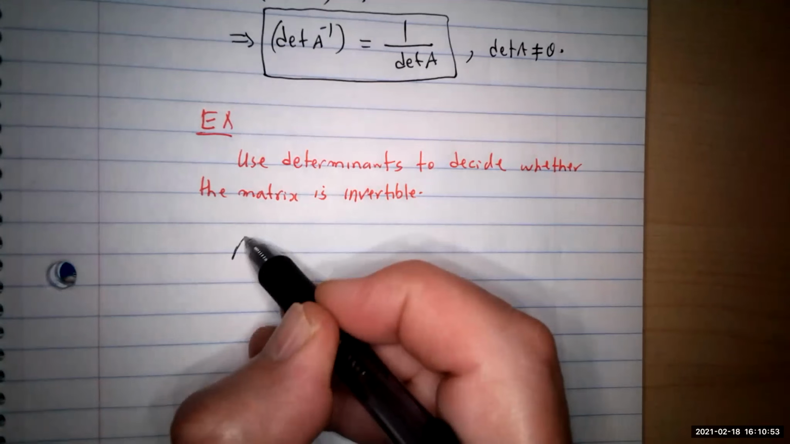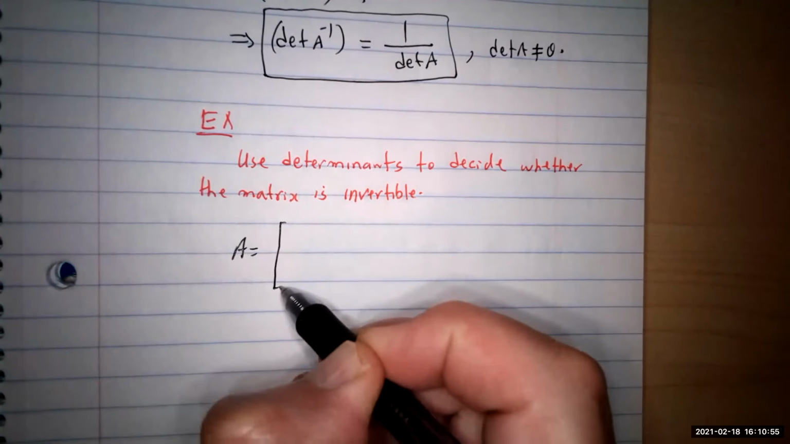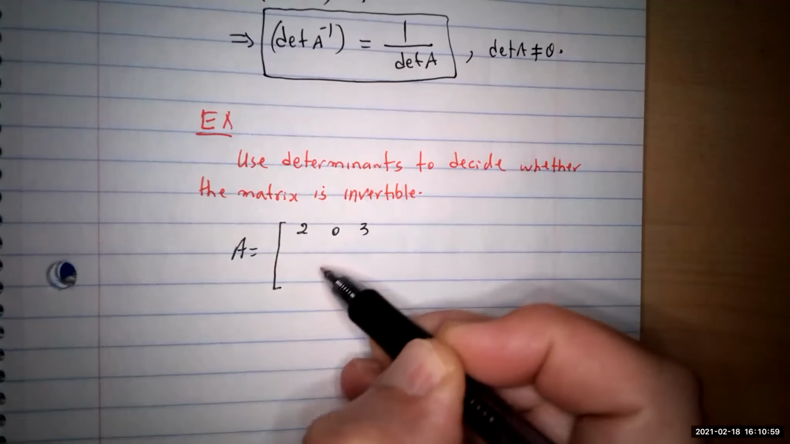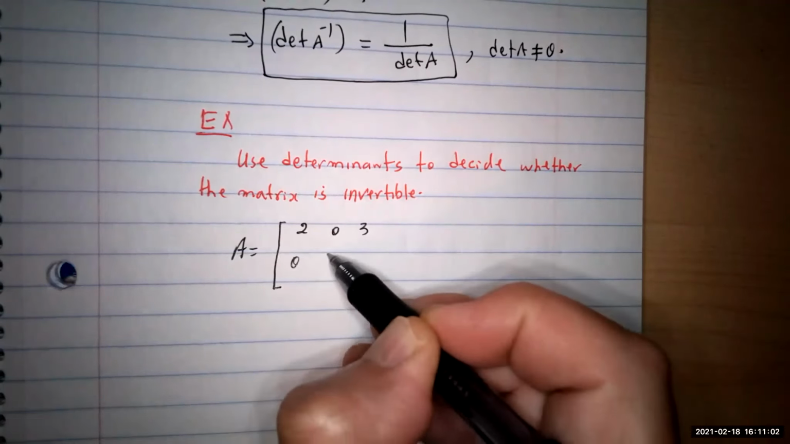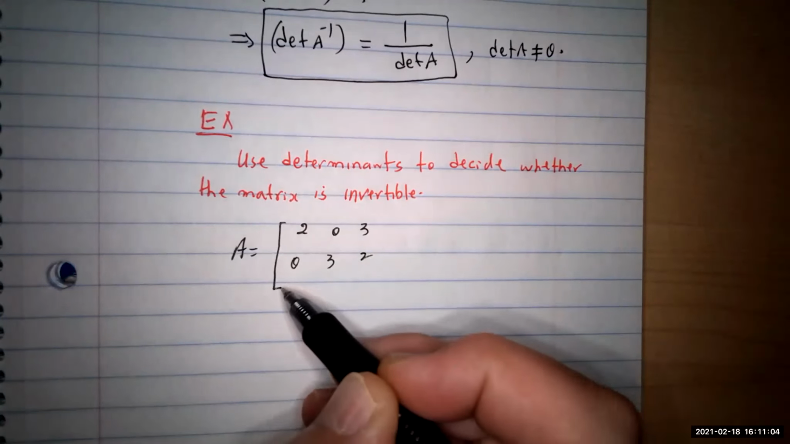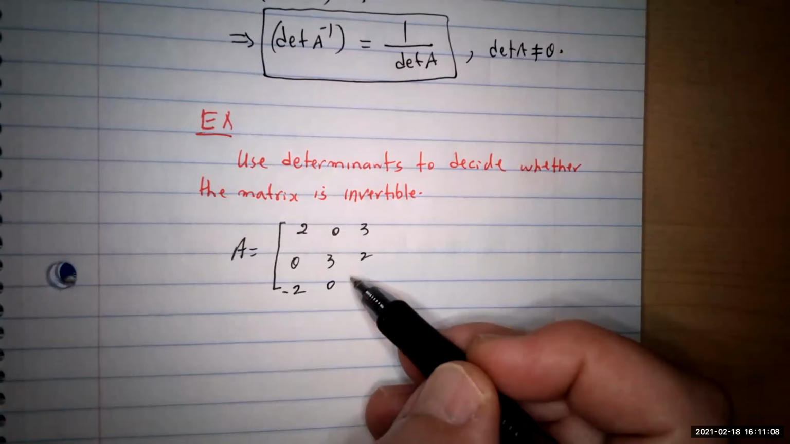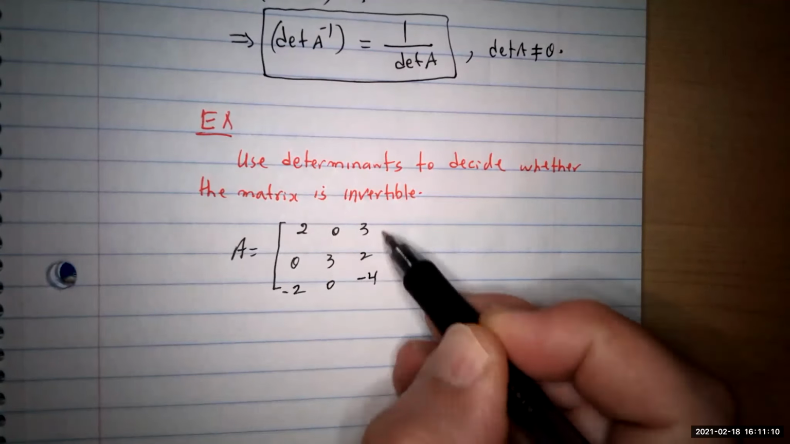Okay, this is a matrix. The matrix is 2, 0, 3, 0, 3, 2, and negative 2, 0, negative 4. That's it.